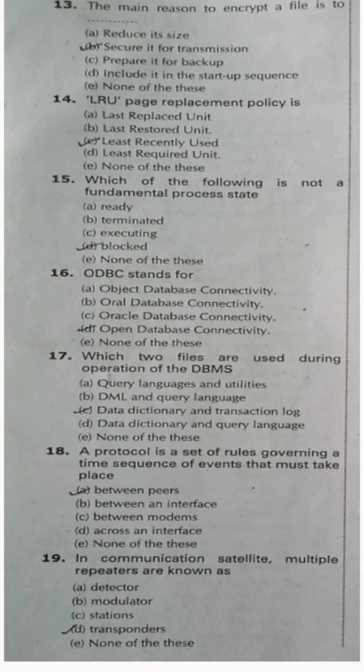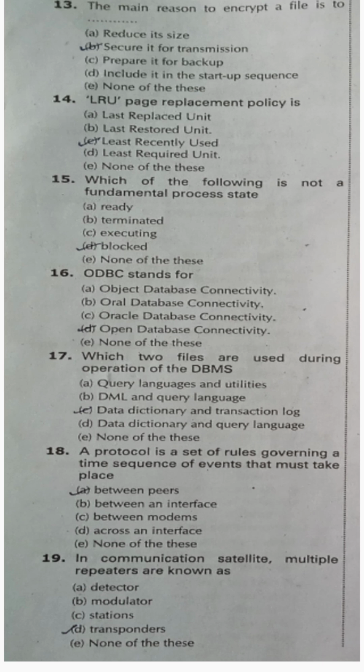13. The main reason to encrypt a file is to B. Secure it for transmission. 14. LRU page replacement policy is C. Least recently used. 15. Which of the following is not a fundamental process state? D. Blocked. 16. ODBC stands for D. Open Database Connectivity. 17. Which two files are used during operation of the DBMS? C. Data Dictionary and Transaction Log.